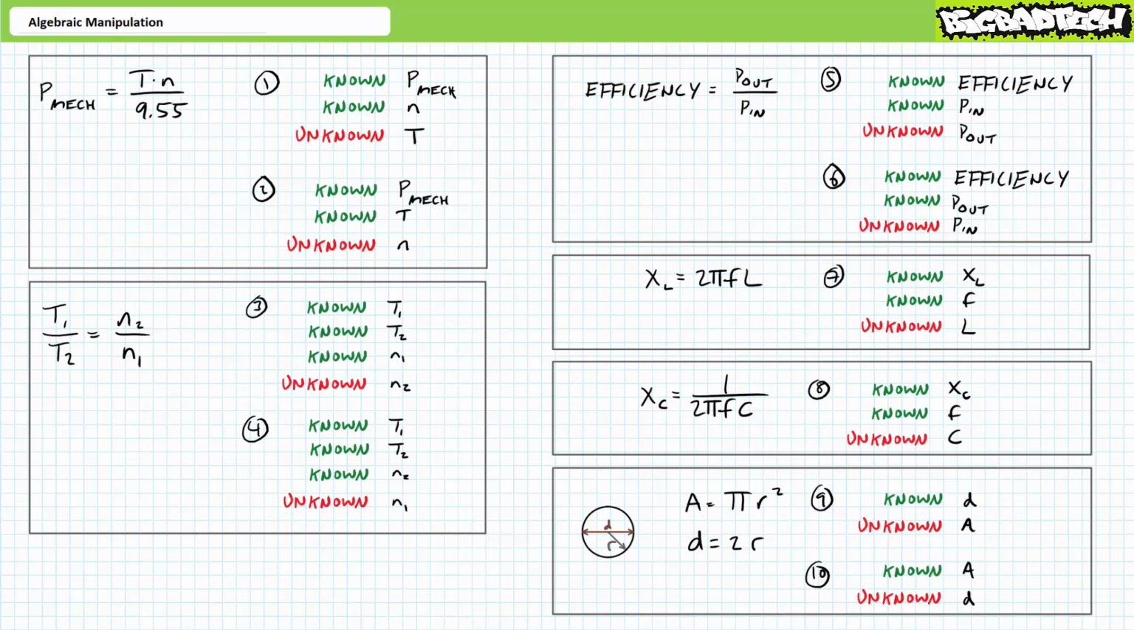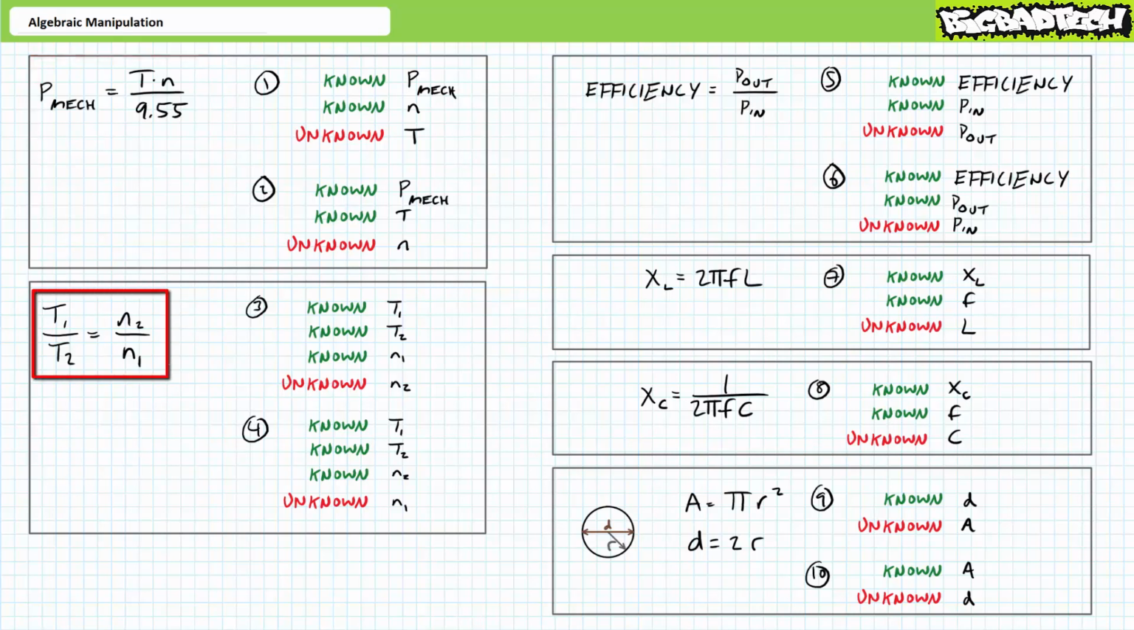Remember, your goal is to isolate the unknowns on one side of the equation and the knowns on the other. Equality must be maintained. Don't jam pieces together that don't fit. Any operation you perform on one side of the equation must be performed on the other. Given mechanical power equals T times N divided by 9.55, the first problem is asking us to solve for T in terms of mechanical power and N. And the second problem is asking us to solve for N in terms of mechanical power and T.